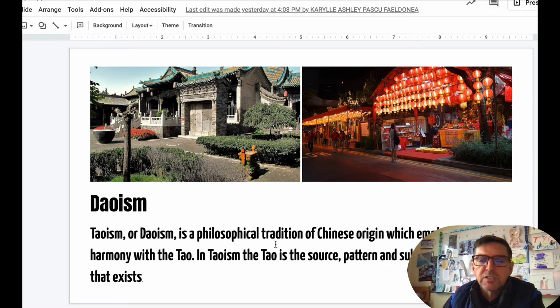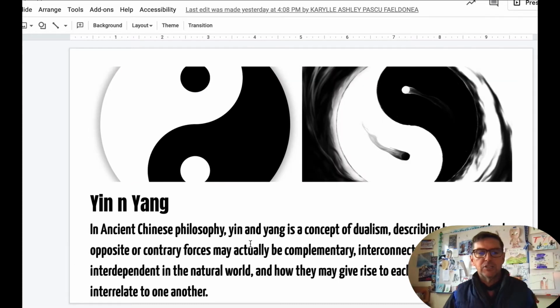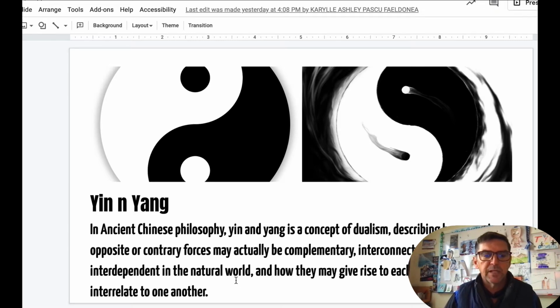Taoism is a philosophical tradition of Chinese origin which emphasizes living in harmony with the Tao. The Tao is the source, pattern, and substance of everything that exists. We're going to dive into that. The yin and the yang, in ancient Chinese philosophy, yin and yang is a concept of dualism. Dual means two, describing how seemingly opposite or contrary forces may actually be complementary, interconnected, and interdependent in the natural world, and how they may give rise to each other as they interrelate to one another. So keep in mind, interrelation. Notice the white is in the black is in the white.